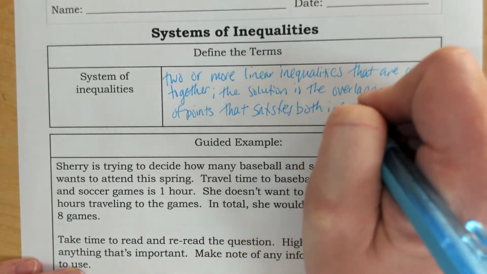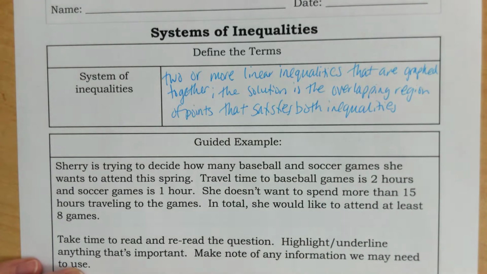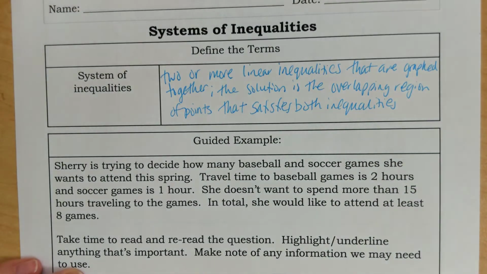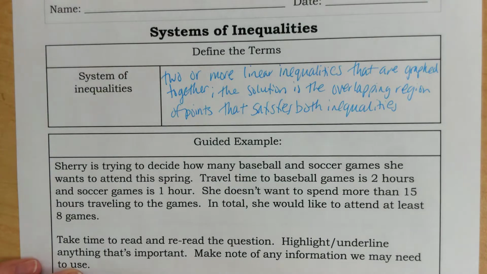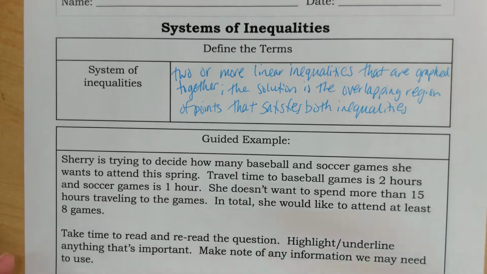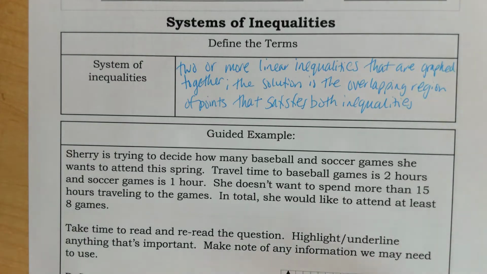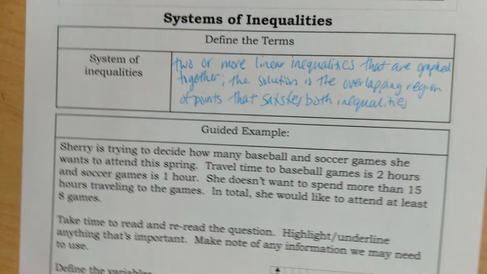both inequalities. So just as we discussed already about linear inequalities, how we graph them and we shade to find our range of solutions, for the system of inequalities, we would shade each of those inequalities, and then the overlapping region, the location that's double shaded, will be our solution area.